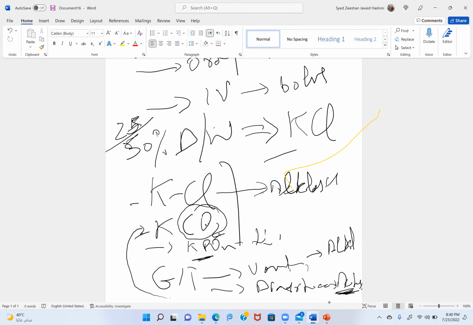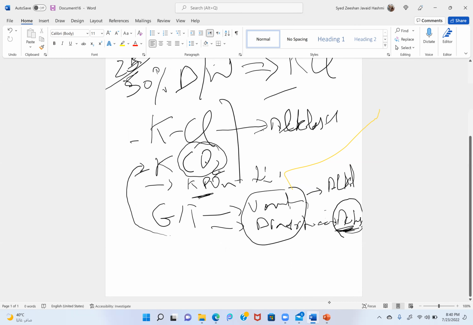Usually the bicarb is also lost, because if it is gastroenteritis, there will be concomitant diarrhea. In that condition, alkalosis will not occur. In that condition, acidosis will occur most probably.